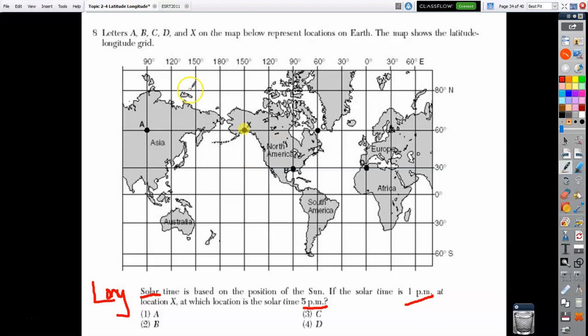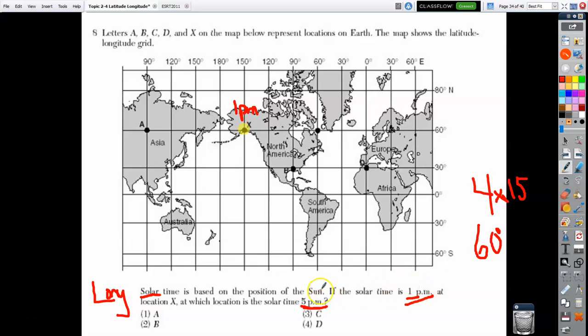So what I like to do is I go right up to the map, and on a Regents, right on the question, put it right on it. So I know at X it's 1 p.m. Then I have to think about the steps again. How many hours is it from 1 p.m. to 5 p.m.? You would do 5 minus 1. That's 4 hours. Then I say, okay, 4 times 15, right? Because it's 15 degrees rotation per hour. 4 hours difference times 15 gives me 60 degrees.